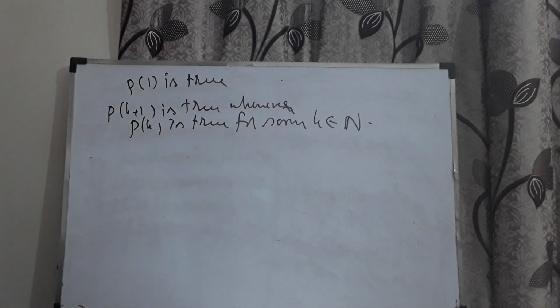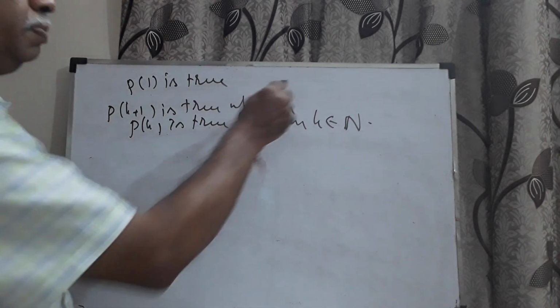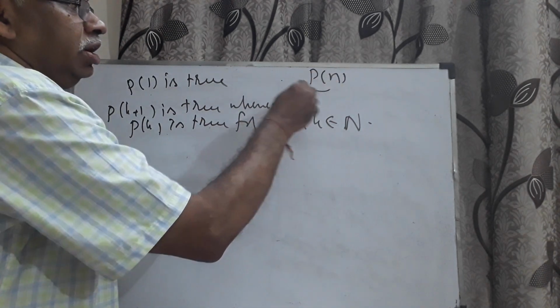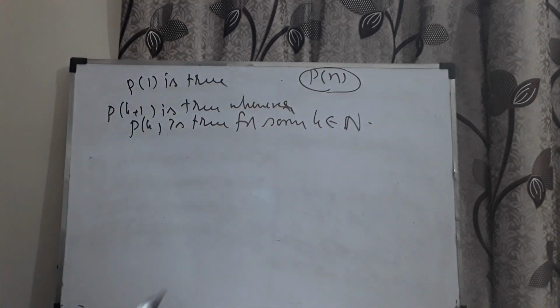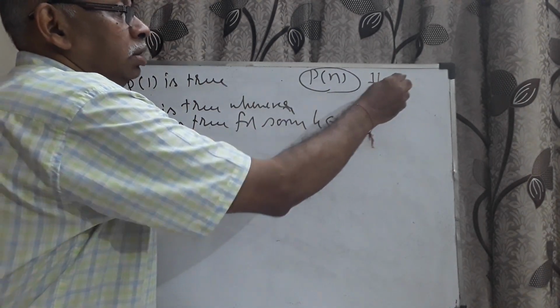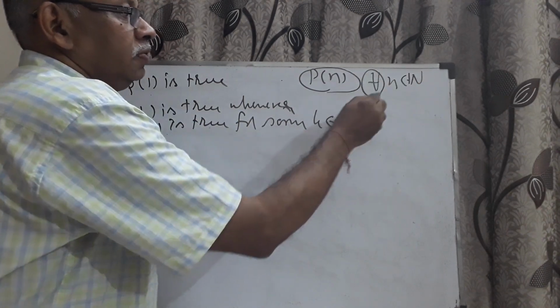Let me repeat the whole process. If you are given a mathematical proposition P of n, in terms of n, to prove it is true for every natural number n, for every, this symbol is called for every.